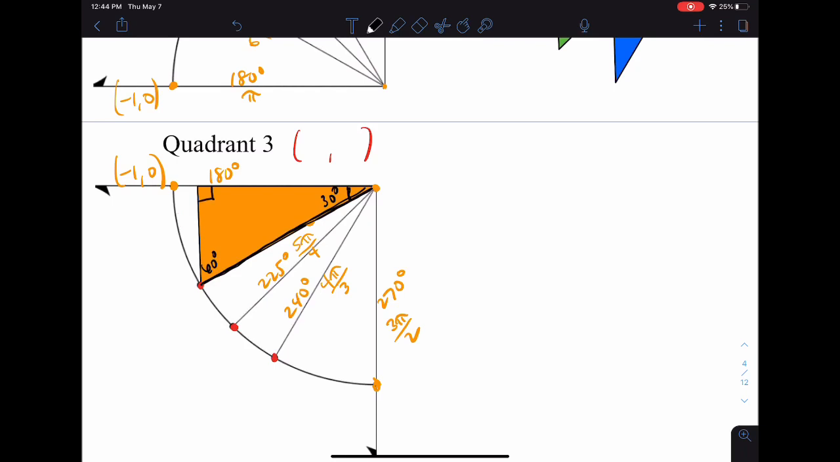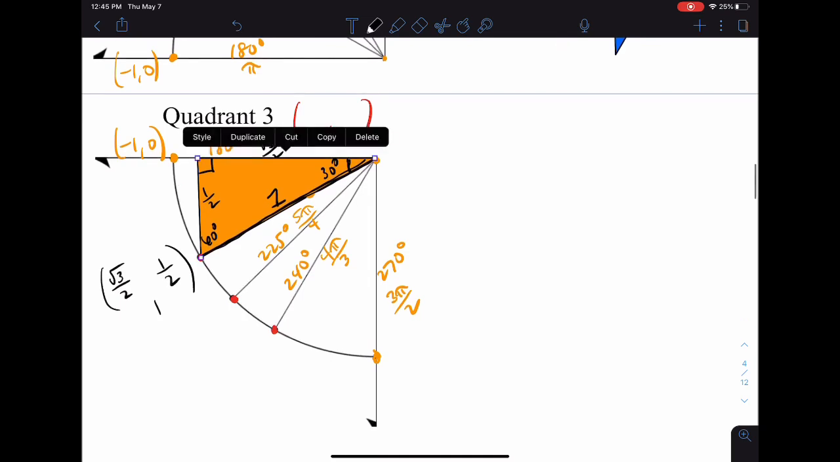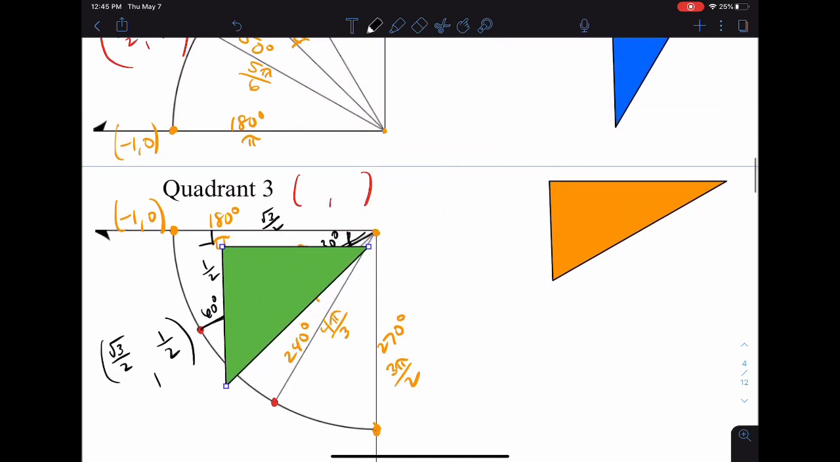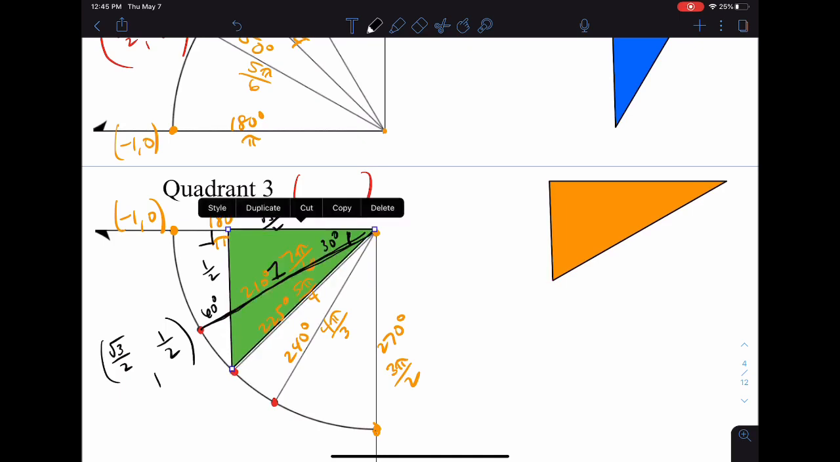Okay. So again, it's going to be the same coordinates, and we know that this is 1. So that means this is going to be 1/2, and this is going to be the square root of 3 over 2. So x is the square root of 3 over 2. Y is 1/2. Okay. The next triangle, 45, 45, 90.